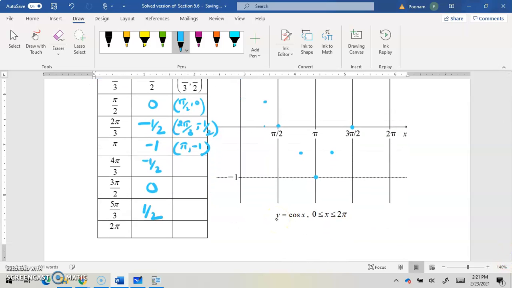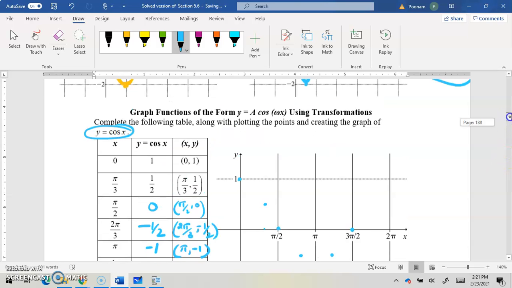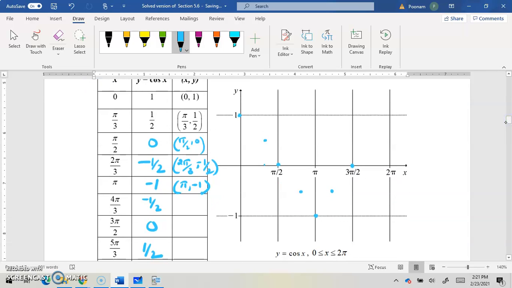At 5 pi by 3, the cos function value is half. At 2 pi, it is 1. So my graph of the cos function looks somewhere here and then here. If I can draw a smooth curve through that, it goes down. It looks a little like the sine wave, but it is different in its period.